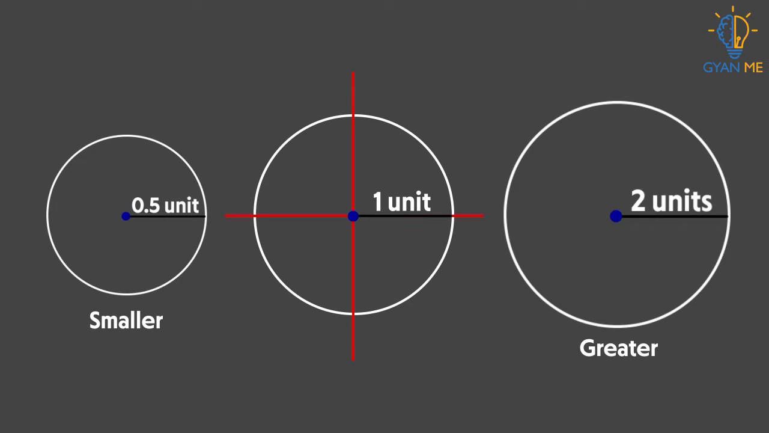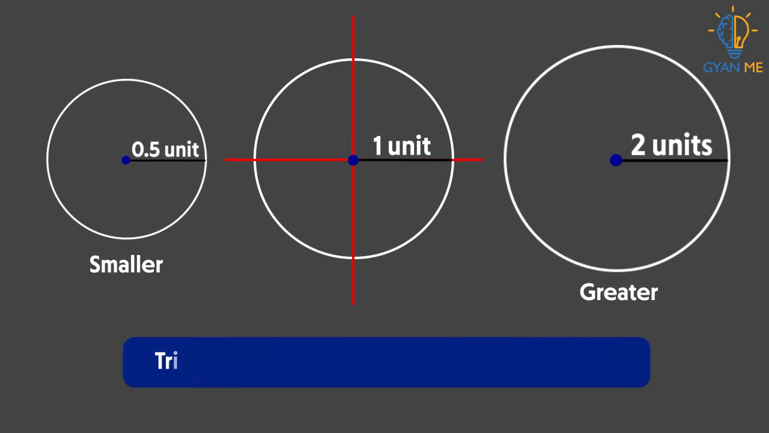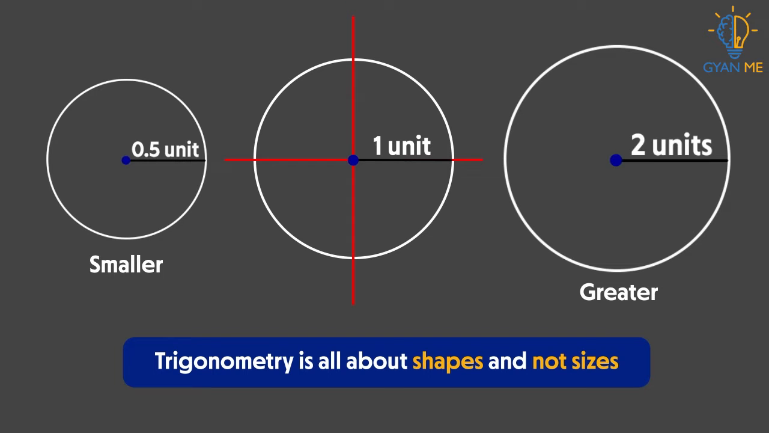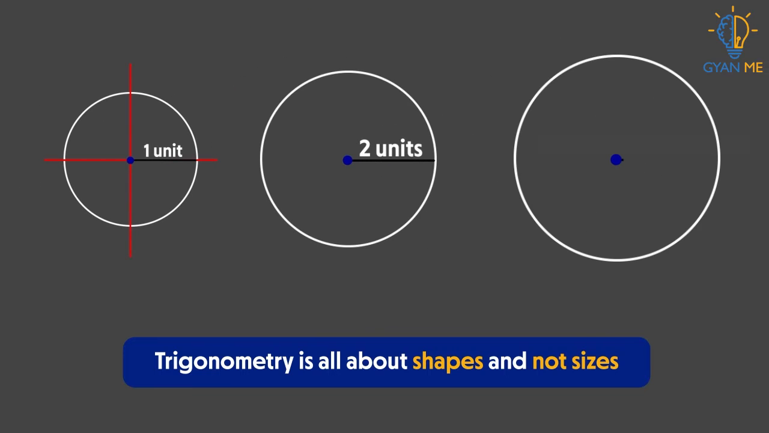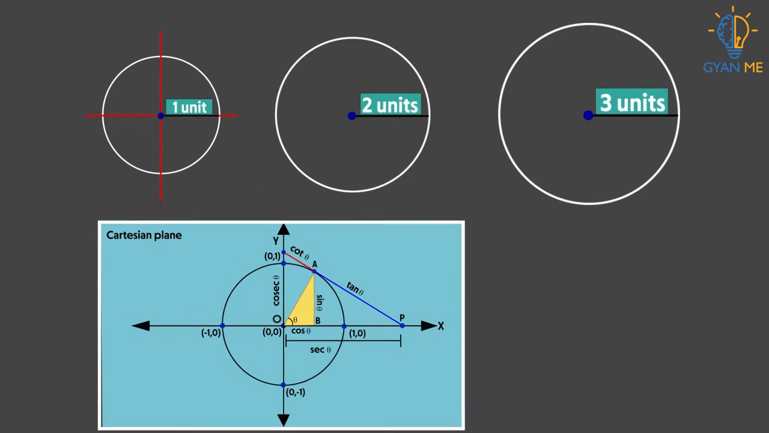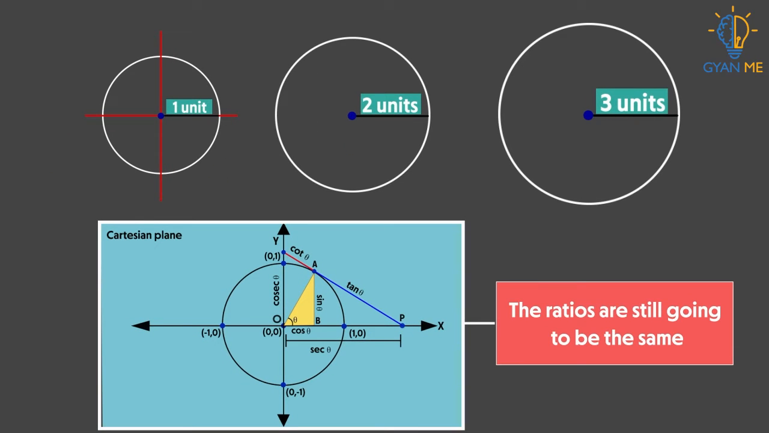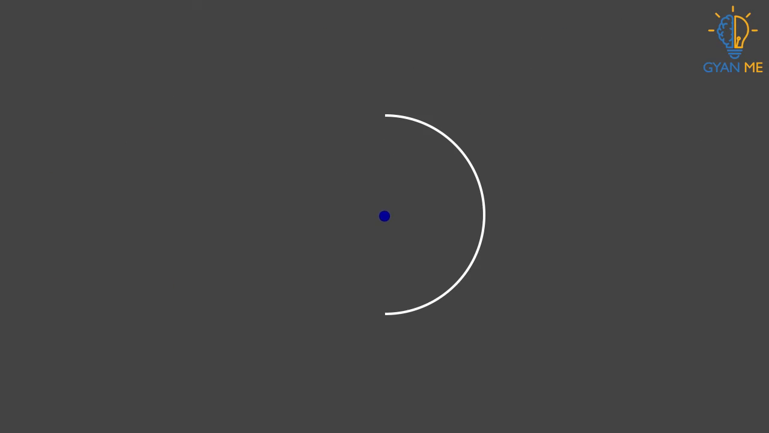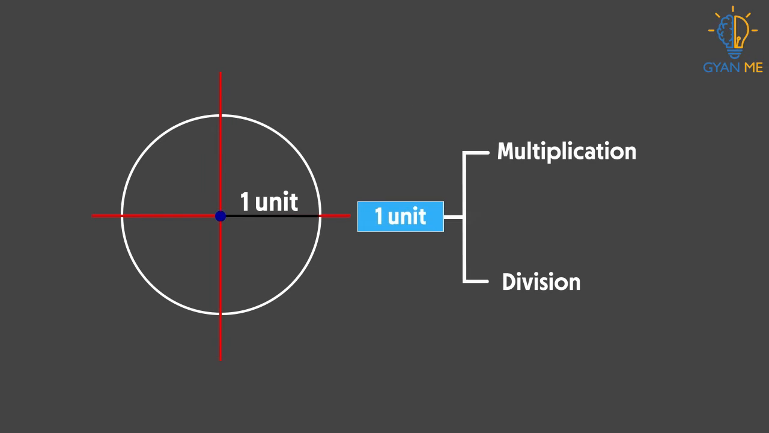Yes, we can. It is because we know that trigonometry is all about shapes and not the sizes. So it doesn't really matter if we take a circle of size 1, 2 or 3 units and so on. This is why we can take any radius and the ratios are still going to be the same. We take 1 because it's easy to make calculations with it, isn't it? Yes. Multiplication and division become easy with 1.